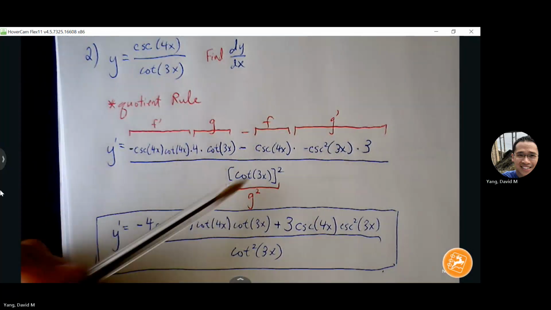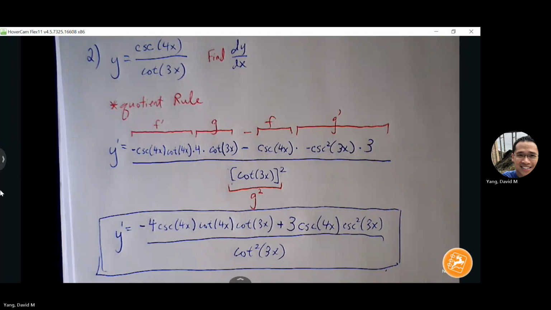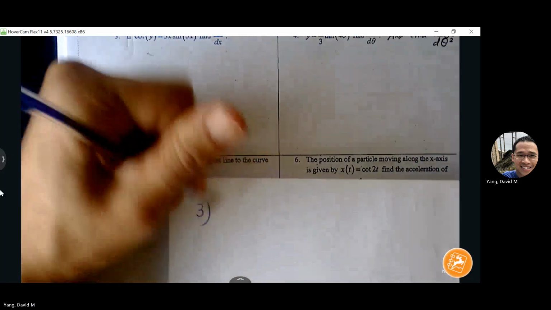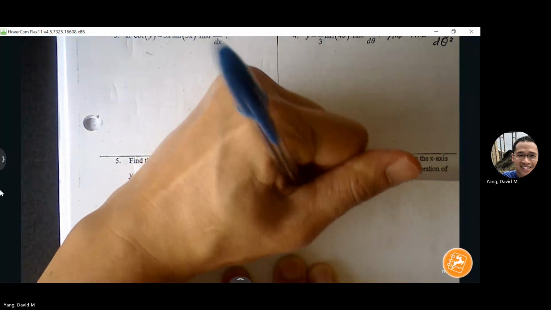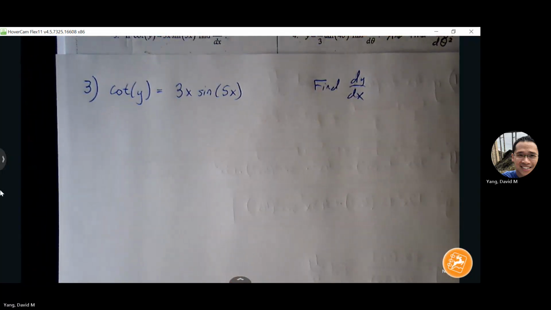These notations are interchangeable, either putting the square outside or you can put the squared between. Okay, questions with 2? Okay, number 3.